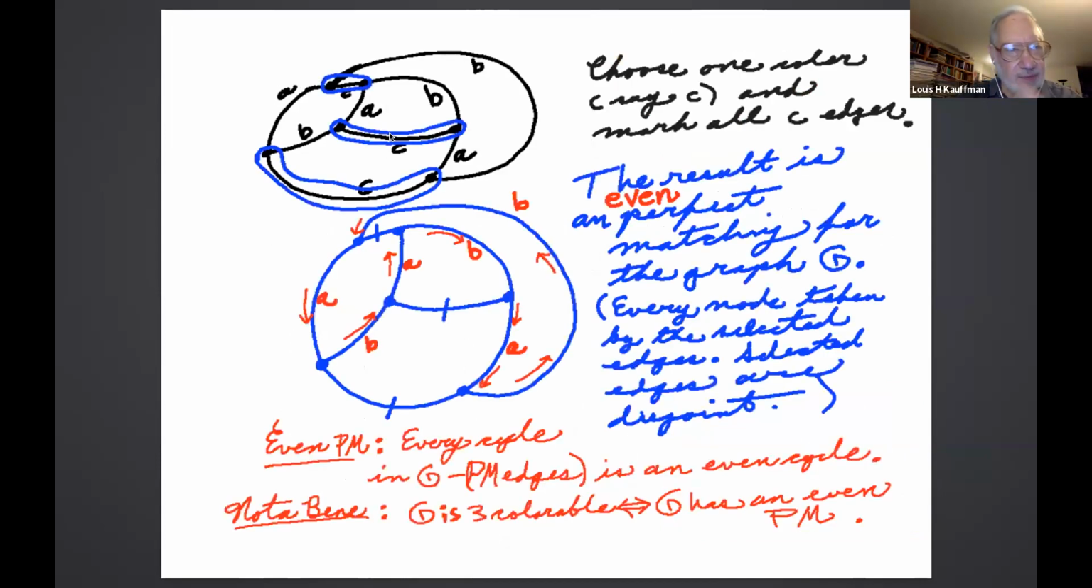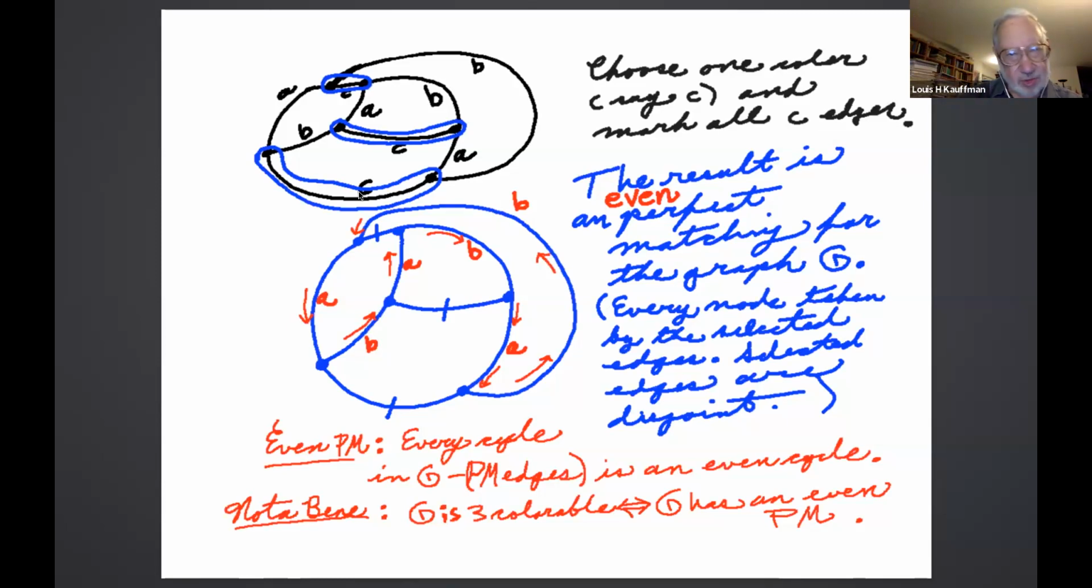So if you have colored a cubic map, then you could choose one of the colors and mark those edges. And having done so, you'll see that you have a disjoint collection of edges that constitutes all of the vertices of the graph. That's called a perfect matching. By definition, a perfect matching is a collection of disjoint edges in the graph that encompass all of its nodes. And this perfect matching is even in the sense that all the cycles in the complement of the perfect matching edges have an even number of edges in them.